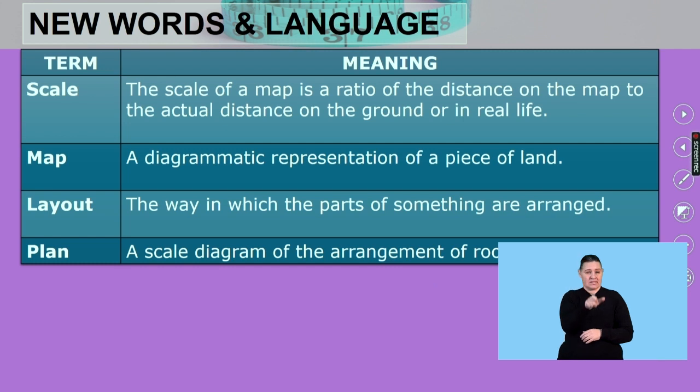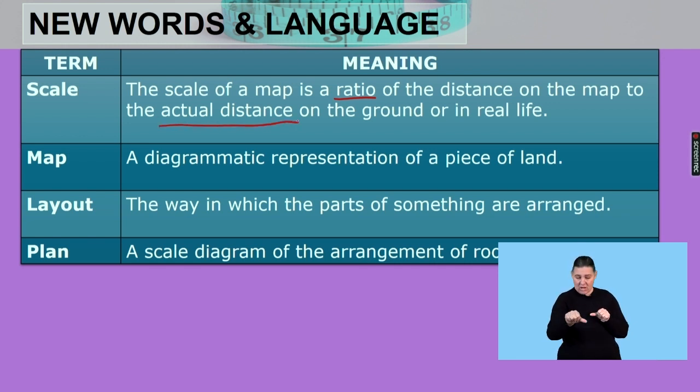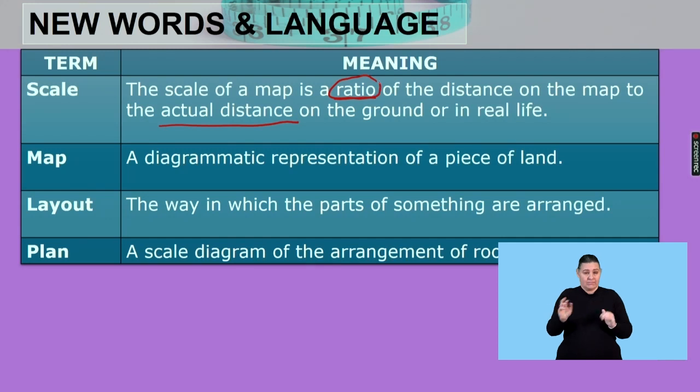The new words and language that we'll talk about. Scale of a map is a ratio of the distance on the map to the actual distance on the ground or in real life, depending on how you want to look at it. Again, we're dealing with ratios, with the same units. For example, 1:50 is a ratio.